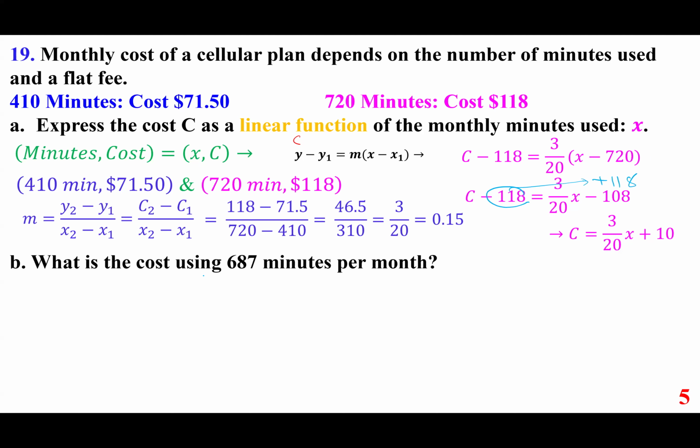What is the cost using 687 minutes per month? So if we use 687 minutes, we replace x with 687. We put it into a calculator. Can be done by hand too. And we end up with $113.05.